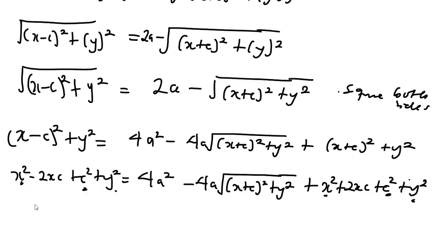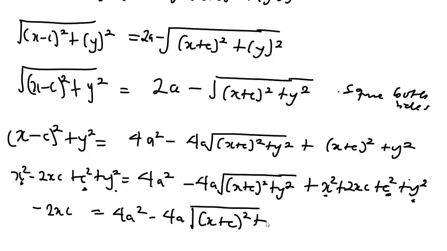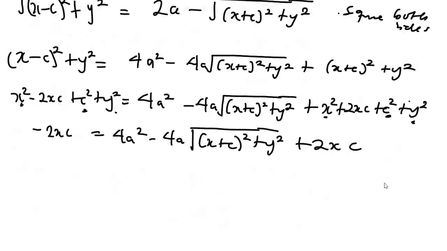So at this point we have negative 2xc, being equal to 4a squared minus 4a root of x plus c all squared plus y squared, then plus 2xc. Okay, so let's see what happens next.